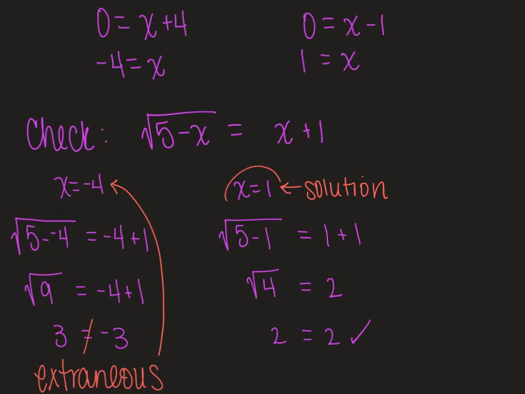Okay, so even though we did find two values, sometimes both of them don't end up working. So sometimes both might be extraneous, but one of ours did end up being a solution.